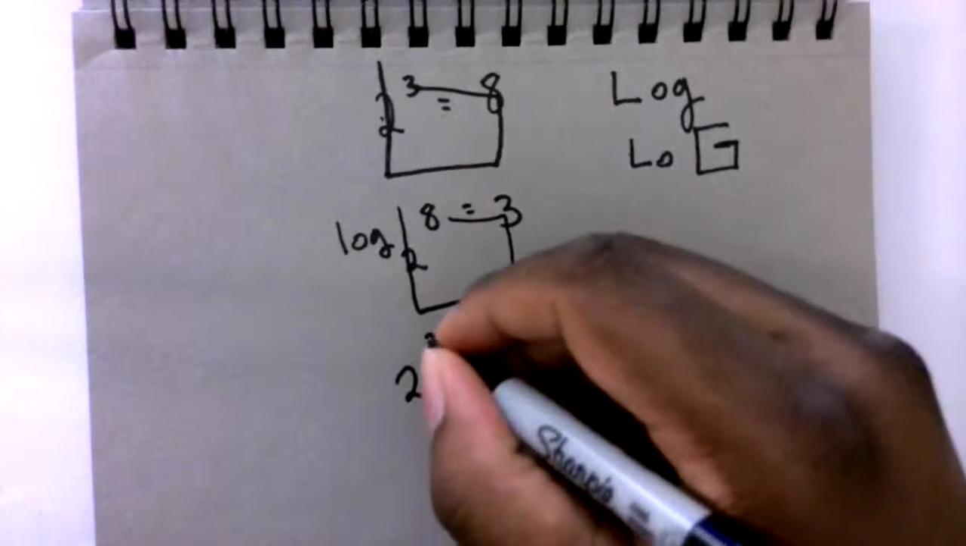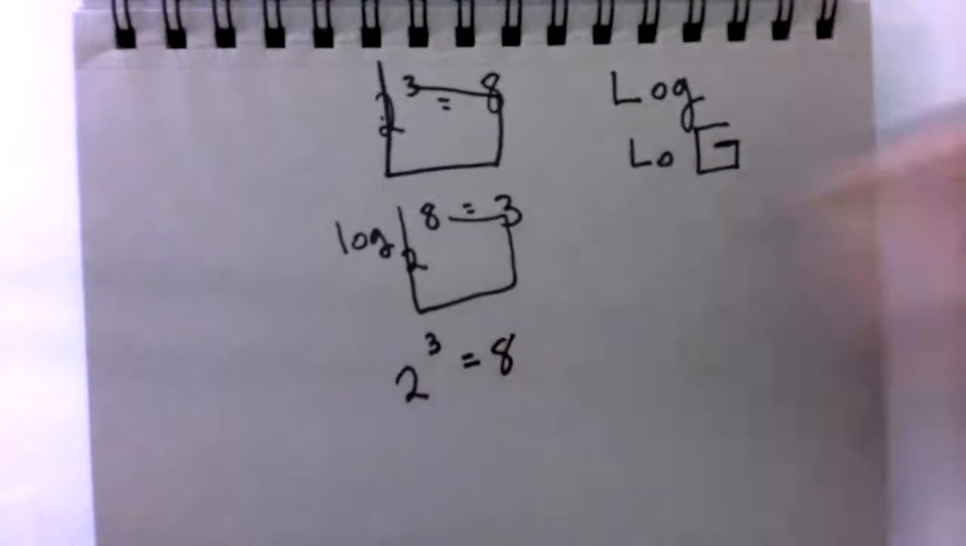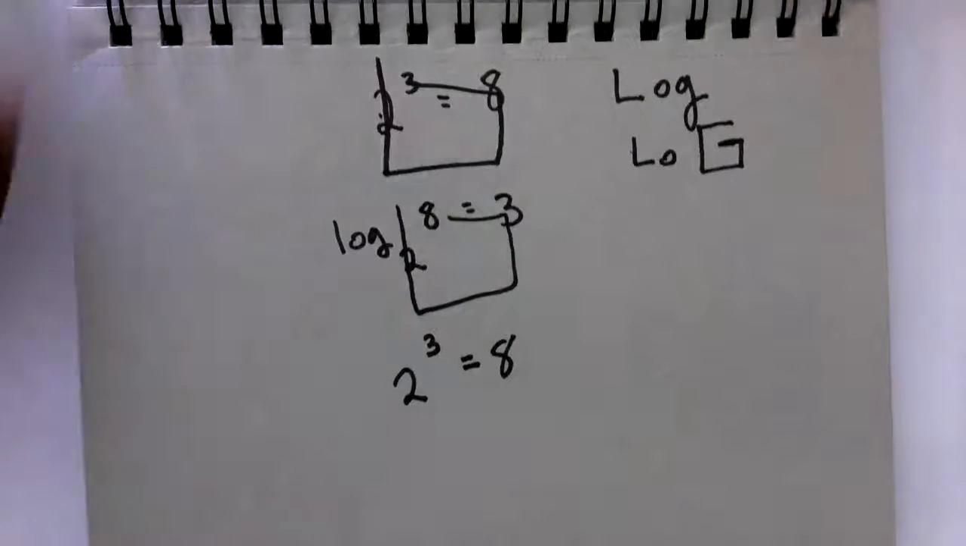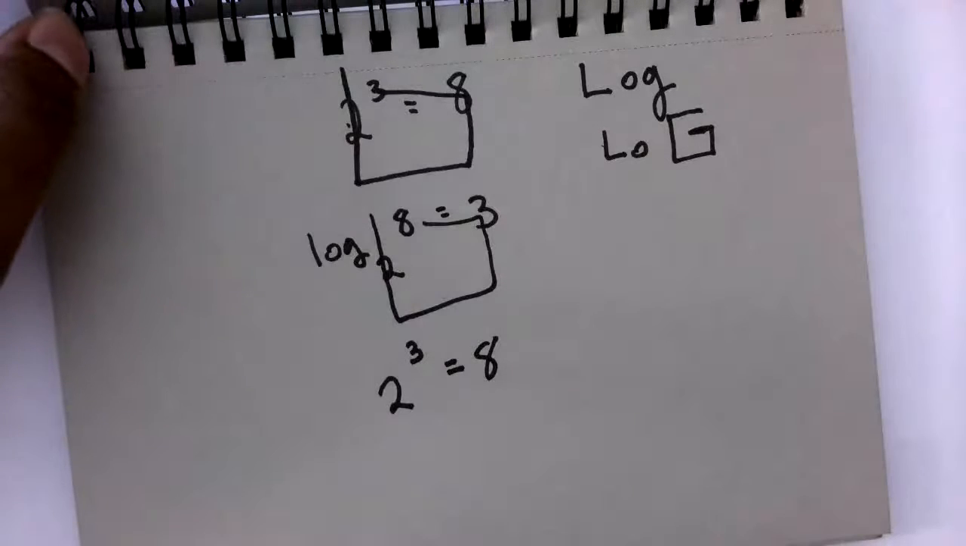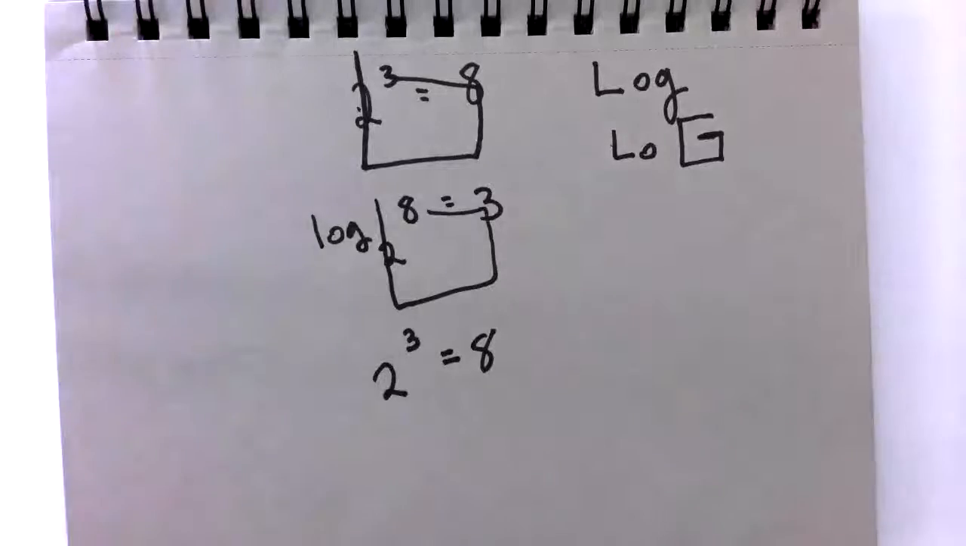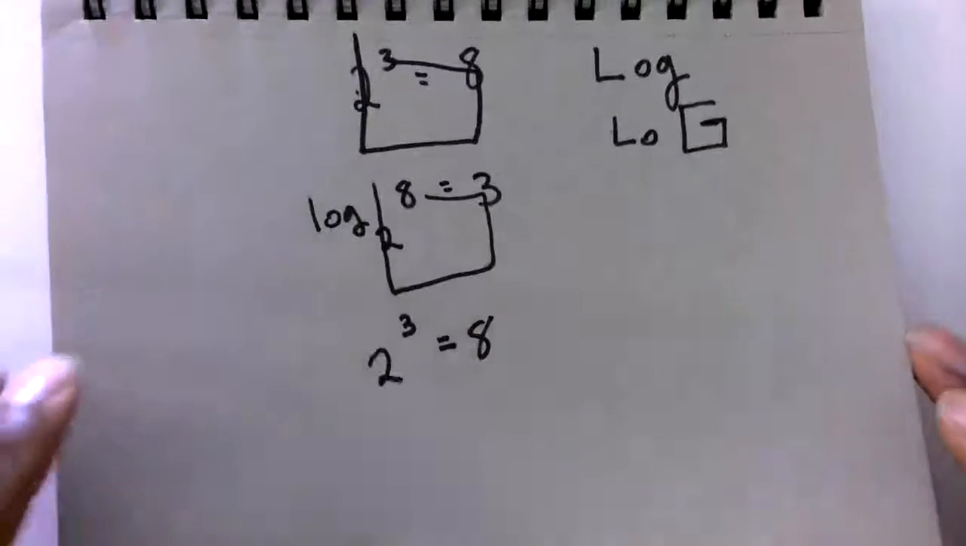And it works the other way too. 2 to the third power equals 8. Okay? And that's how you can switch logarithms around. And that's, for the most part, the main idea. Now, let's do a couple of problems and see if we can work through them.